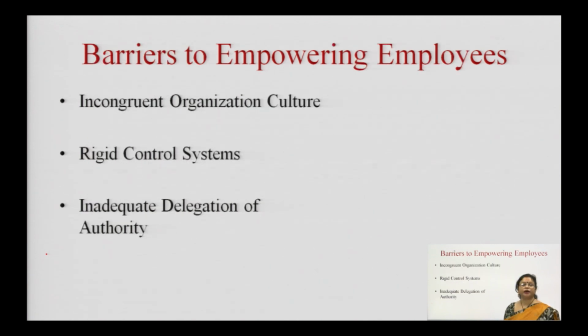But there are certain barriers to empowering employees. The first thing is organizational culture. Certain incongruent organization culture means there are certain organizations which are highly bureaucratic, and these organizations, they do not wish to change their culture, and therefore they do not want their employees to be involved. Rigid control system, all the managers or the management, they wish to have the control in their own hands, therefore they do not allow the employees to take the decisions.